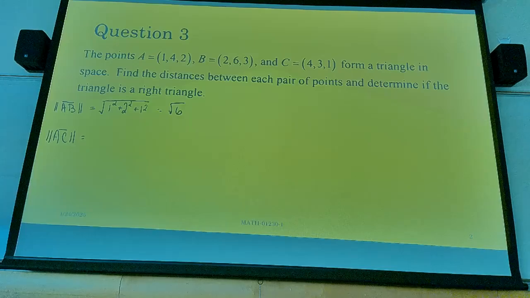Distance between A and C. Same argument, it's going to be the length of that line segment. Squared. 1 squared. We get the square root of 11.